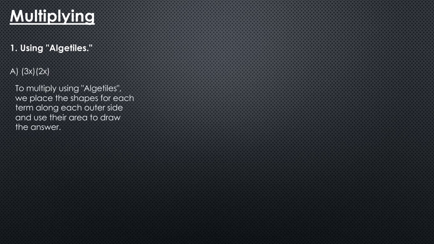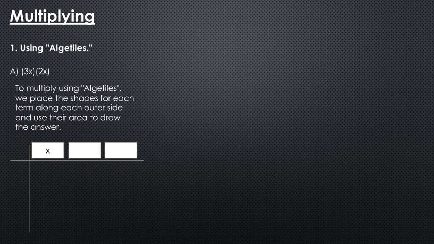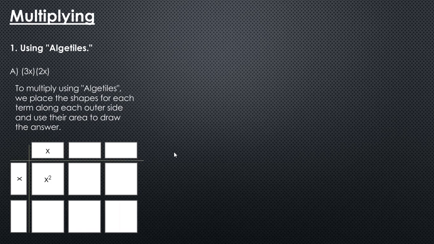Now to multiply using algebra tiles, we have to place a shape for each term along each outer side of the chart and then use their area to draw the answer. So for 3x, we're going to have 3 bars that are shaded in along one side, and for 2x, we're going to have 2 shaded bars along one side. Now using the area of these bars, we can create the rest of the chart using the blocks for x squared, which gives us our answer, 6x squared.